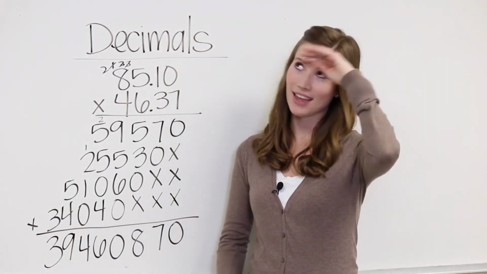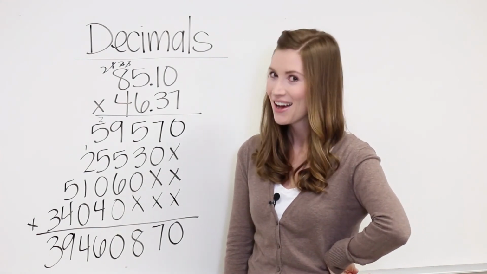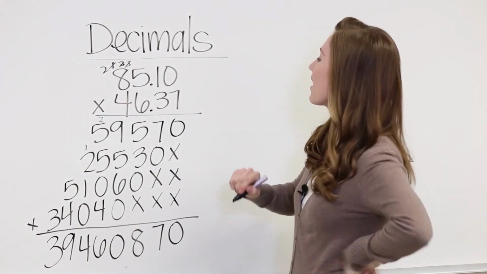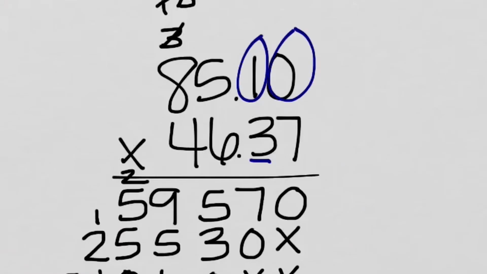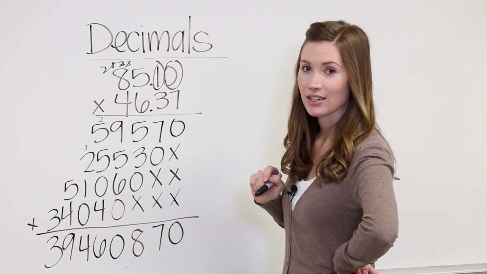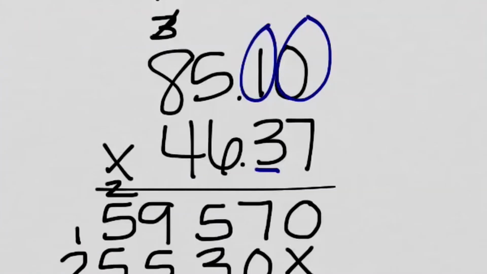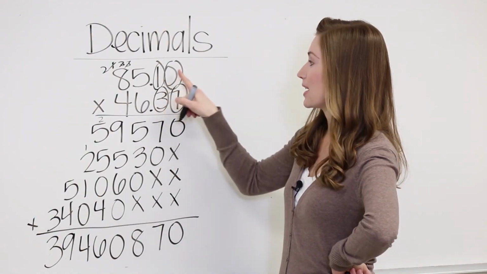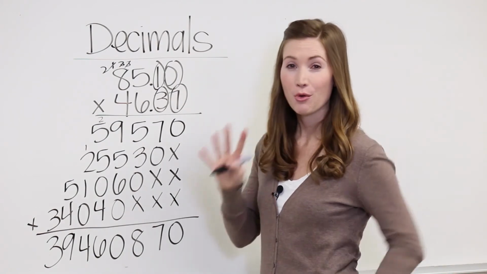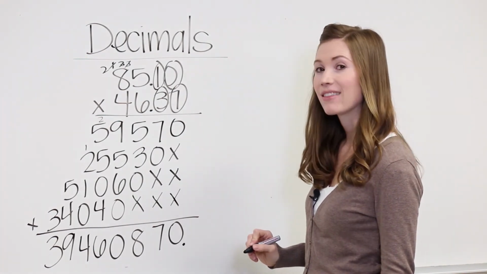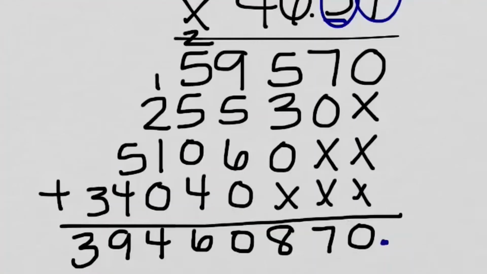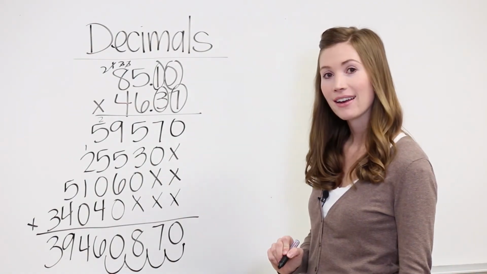Now, what's our last step? I'm exhausted. How about you? What's our last step? We need to account for our decimals. We have 1, 2 digits to the right of our decimal in our first number. And we have 1, 2 digits to the right of the decimal in our second number. So 1, 2, 3, 4, we're moving that decimal 4 times to the left. Let's place our decimal all the way to the right, and then let's move it 4 times to the left. 1, 2, 3, 4. And let's rewrite our final answer.